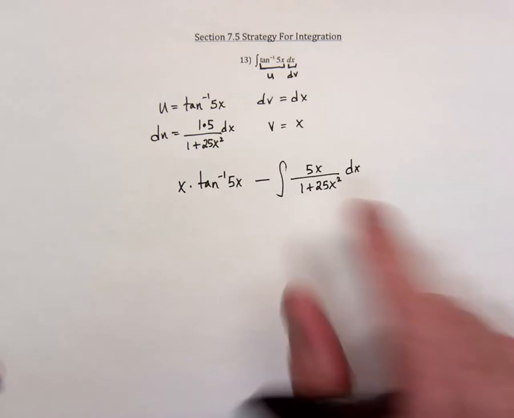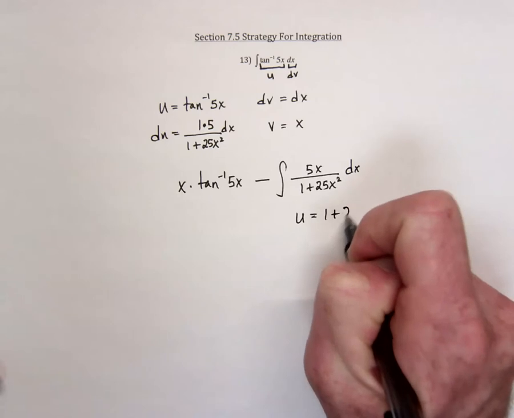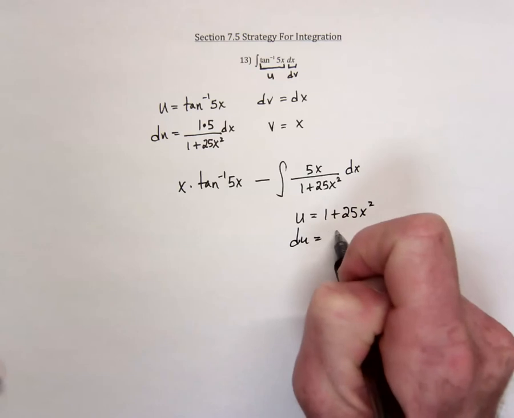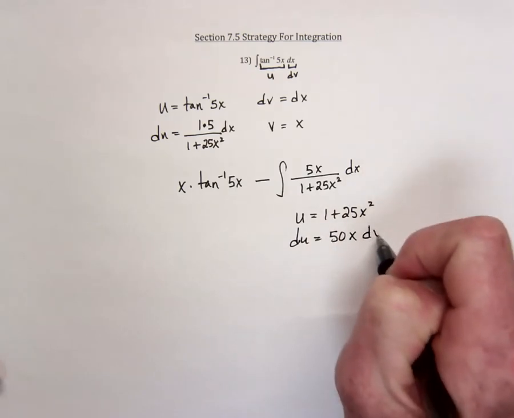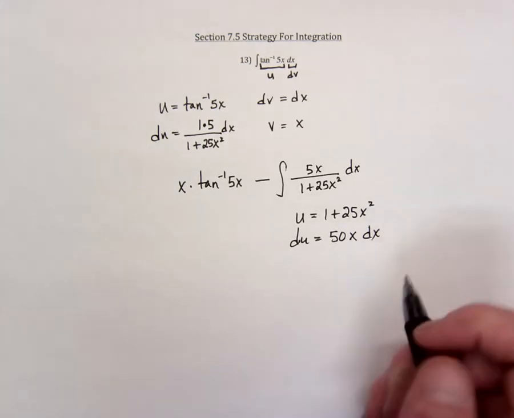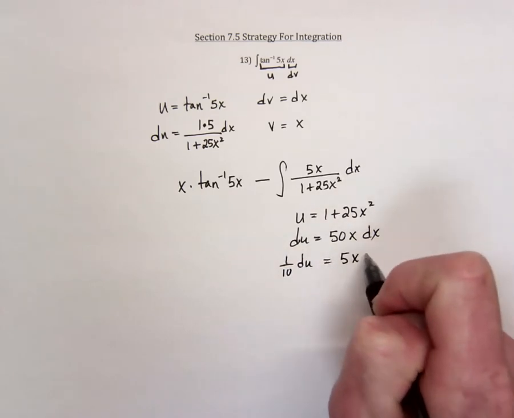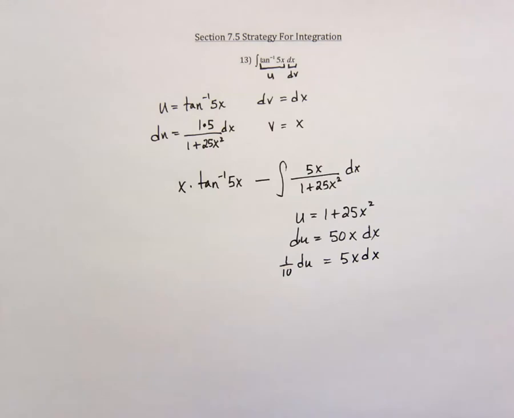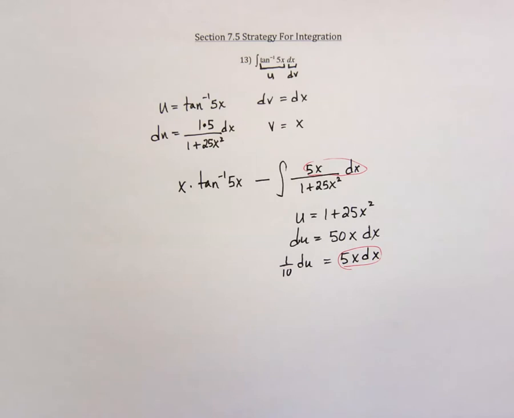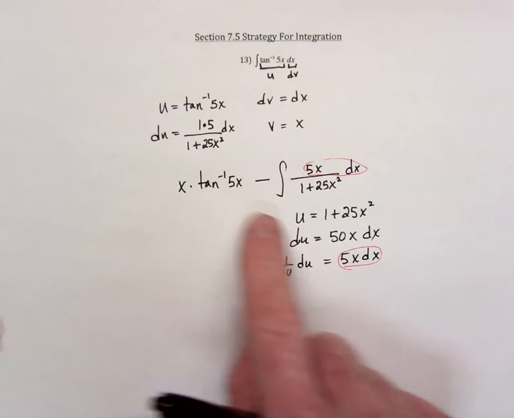Let u equal the denominator, so let u equal to 1 plus 25x squared. The derivative of that is going to be a 50x dx. We need this to actually be a 5x dx, so multiply both sides by 1/10. Then the 5x dx that was showing up right here is showing up right here, so it's ready for u substitution. So I'm just going to leave that part of the problem there for a moment while I just finish this integration.